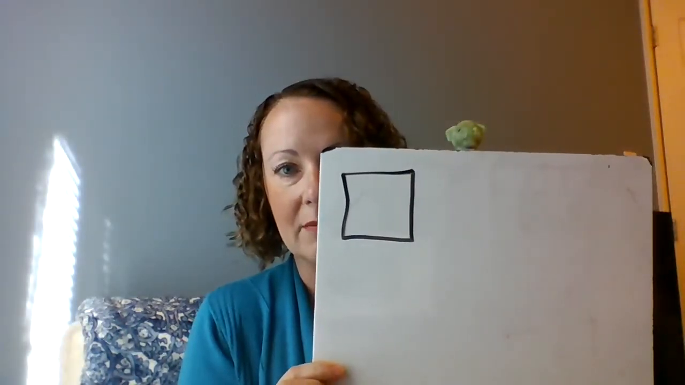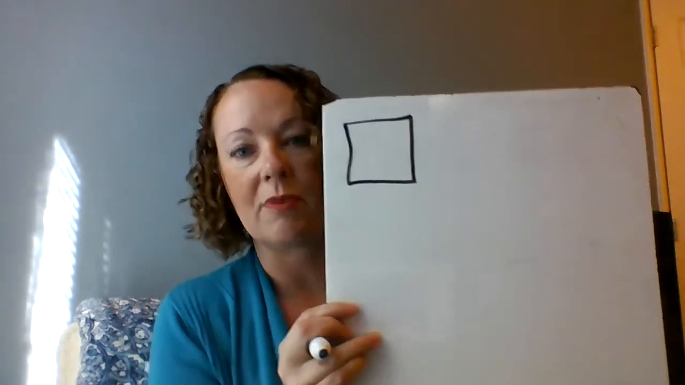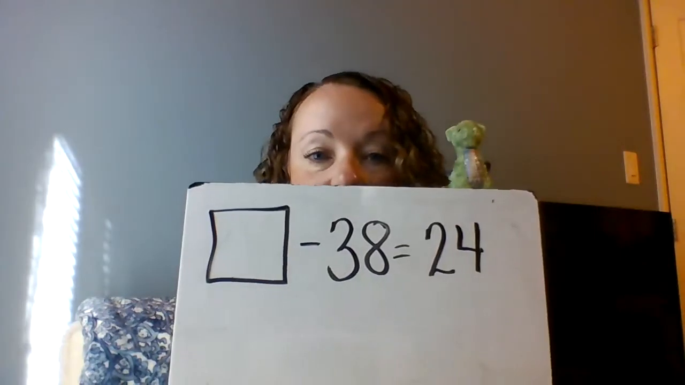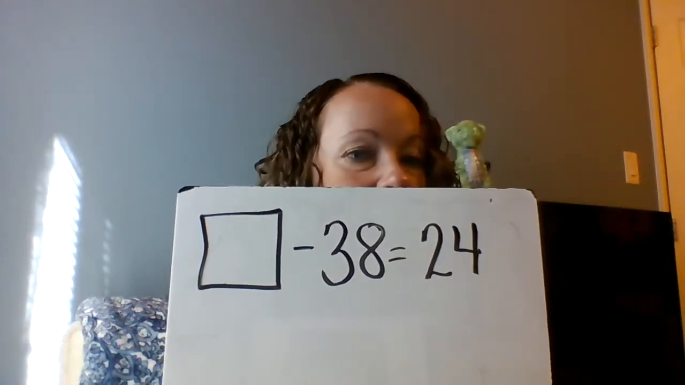Okay, let's start with the start unknown. So when we have the start unknown, we always put a symbol for the missing number. I use a box, you can use a question mark, doesn't matter. So I'm going to say box minus 38 equals 24. And yes, I just pulled those numbers right out of my head, made them up, no big deal.